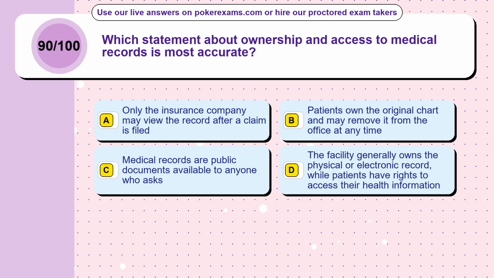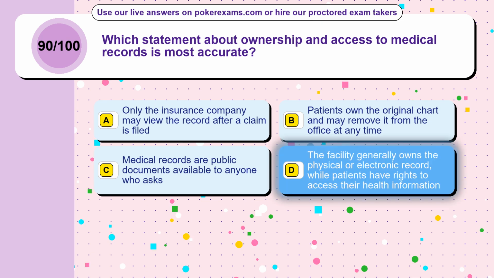Question 90. Which statement about ownership and access to medical records is most accurate? Option A. Only the insurance company may view the record after a claim is filed. Option B. Patients own the original chart and may remove it from the office at any time. Option C. Medical records are public documents available to anyone who asks. Option D. The facility generally owns the physical or electronic record, while patients have rights to access their health information.